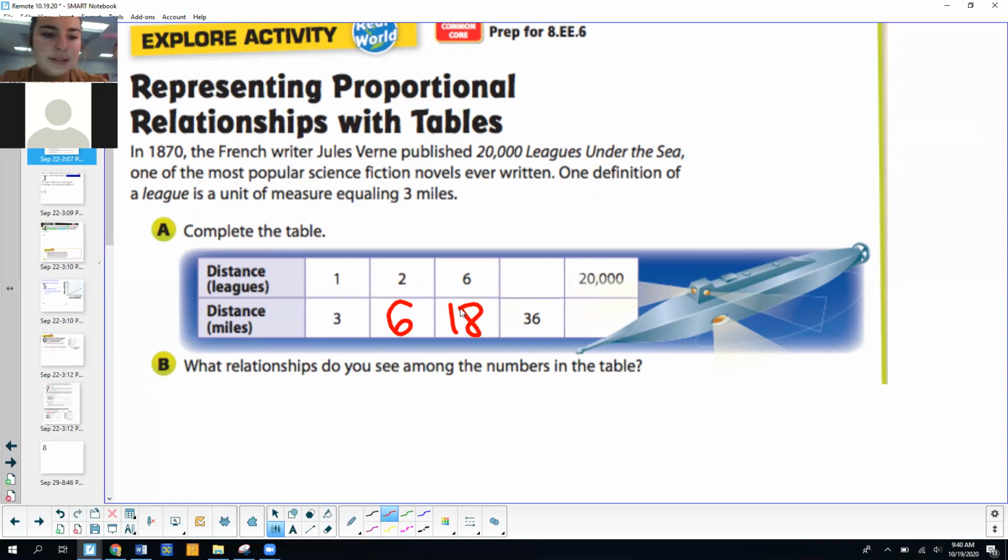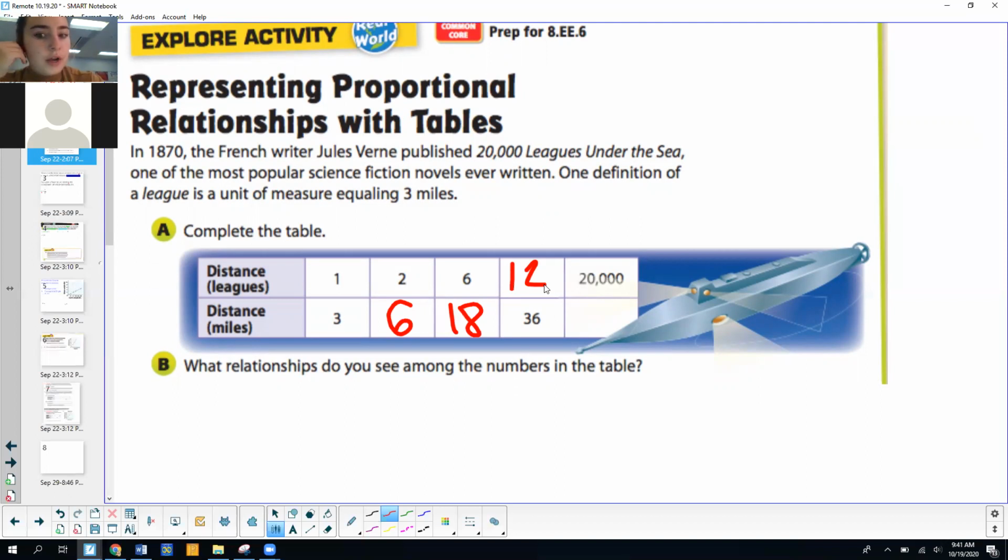Well, if to get from leagues to miles, I'm multiplying leagues by 3. To get to the opposite, to get from miles to leagues, I just need to divide distance in miles by 3 to get how many leagues. So 36 divided by 3, go ahead and put that in your calculator. 36 divided by 3 is going to give us 12. And that makes sense because if we do 12 times 3, we get 36.